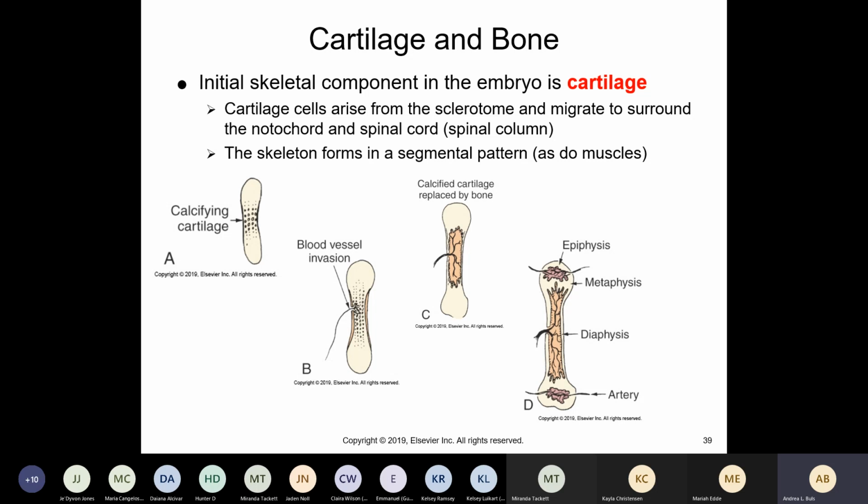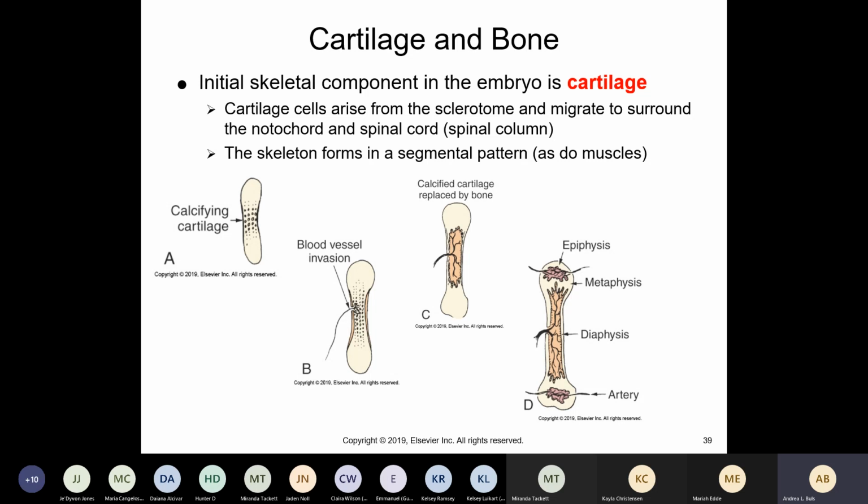Cartilage and bone. The initial skeletal component in an embryo is cartilage. So that's why babies can take their legs and wrap them up around their head, and they're very flexible, because their bone is not hardened yet like it does as you get a little bit older. So these cartilage cells arise from the sclerotome and migrate to surround that notochord and spinal cord, which again is the spinal column. The skeleton forms in segmental pattern, and our muscles do the same thing.